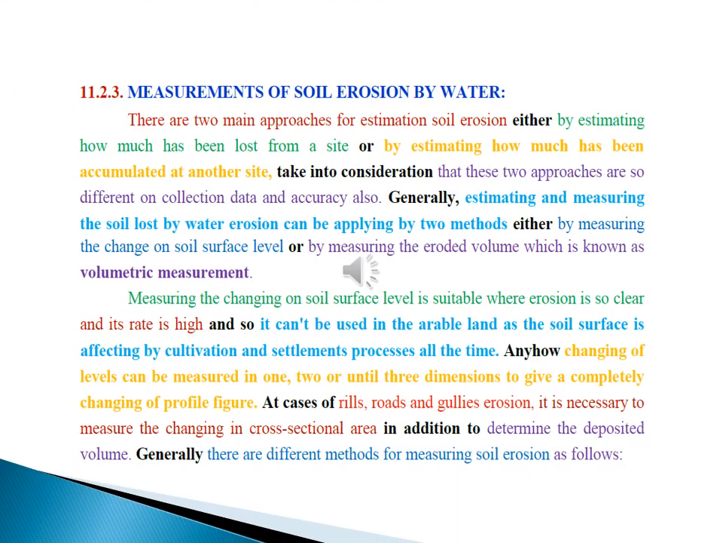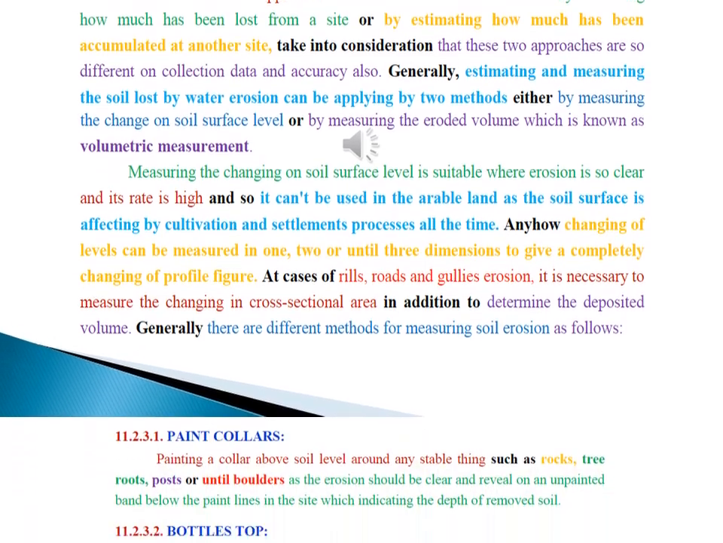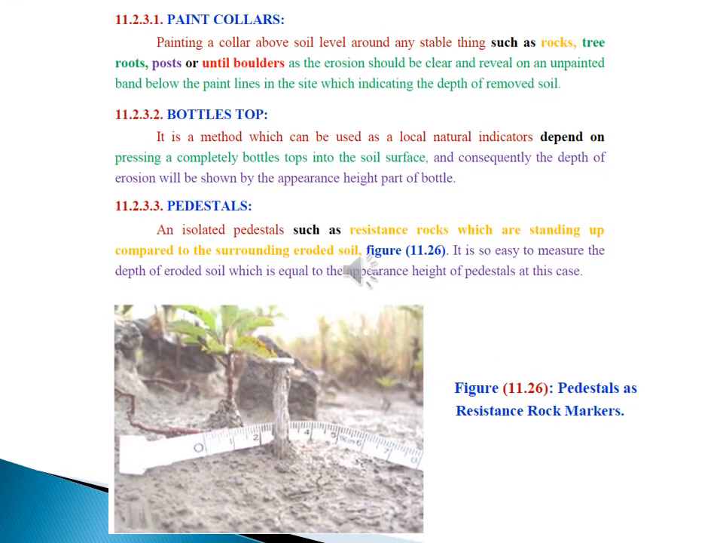Measurements of soil erosion by water. Really, there are two main approaches for estimation of soil erosion, either by estimating how much has been lost from the site, or by estimating how much has accumulated at another site. Take into consideration that these two approaches are very different in data collection and accuracy. Generally, there are different methods for measuring soil erosion.